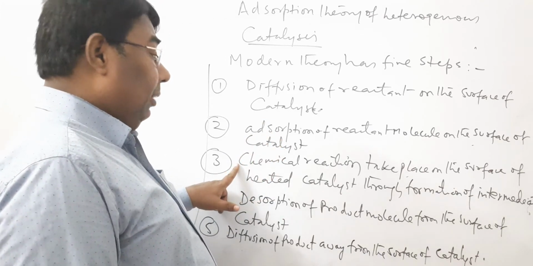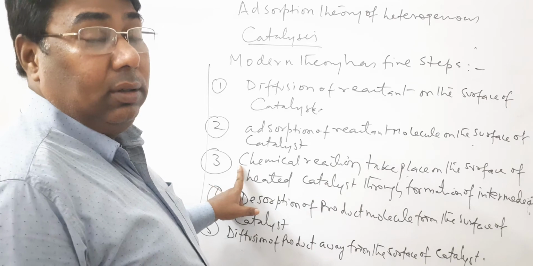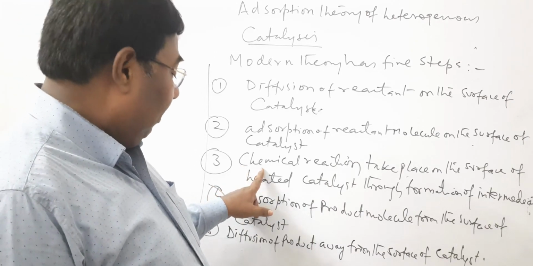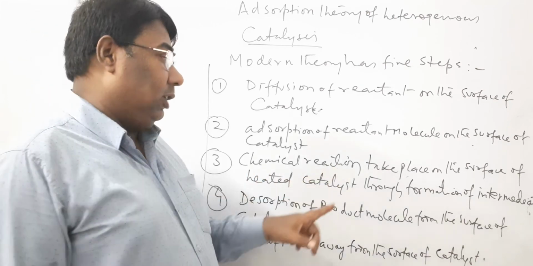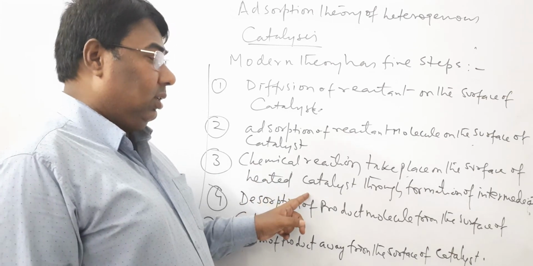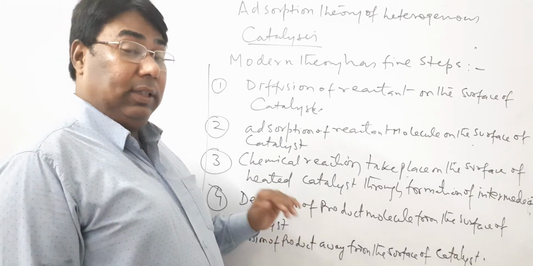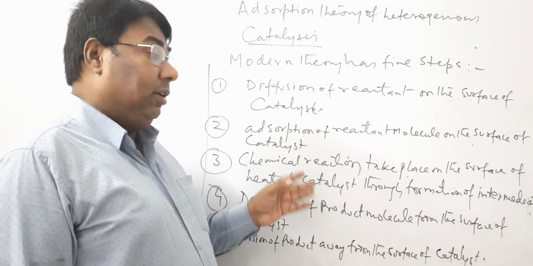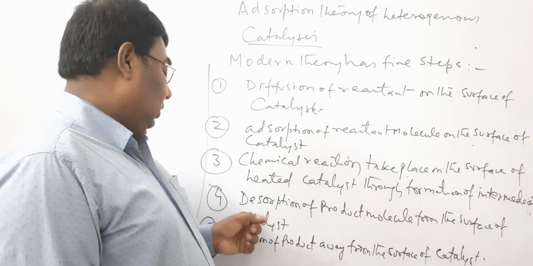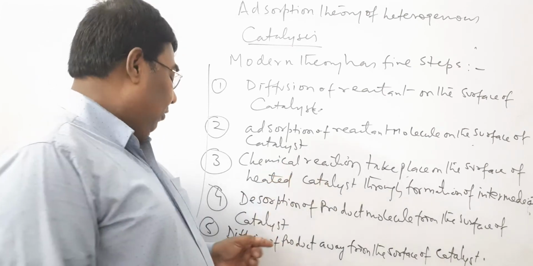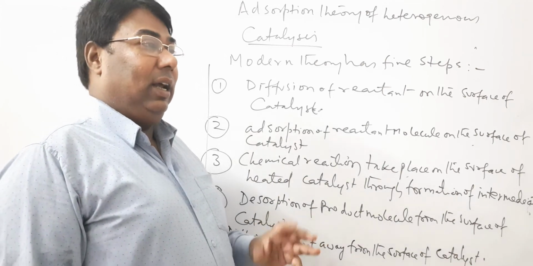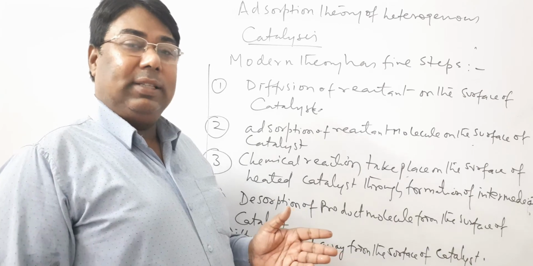Then in between the catalyst and reacting molecules, chemical bond formation takes place. So point number 3, chemical reaction takes place on the surface of the heated catalyst through formation of an intermediate. Then the intermediate transforms into the product. Then desorption of product molecules from the surface of the catalyst takes place, and finally the product diffuses out from the surface of the catalyst and exists as a product.